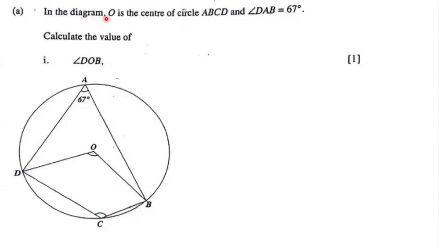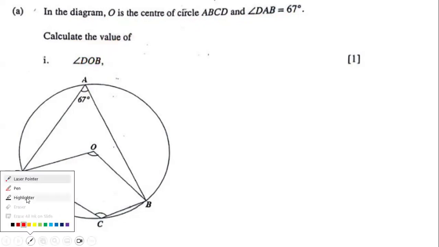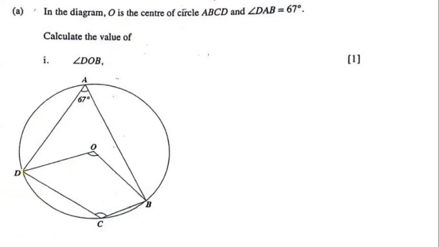In the diagram, O is the center of circle ABCD, and angle DAB is equal to 67 degrees. Calculate the value of angle DOB. And so let's first figure out what is angle DOB. So let's highlight that angle. So we have DOB, all right? And so they want us to figure out what is the size of this angle right here.